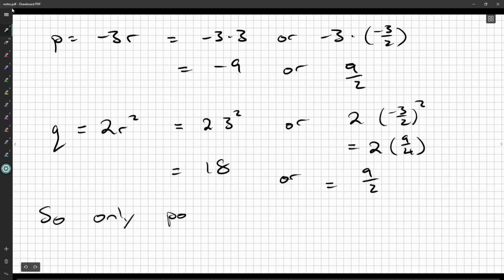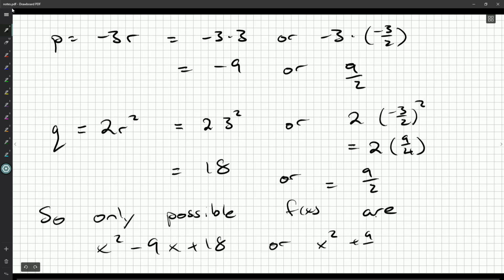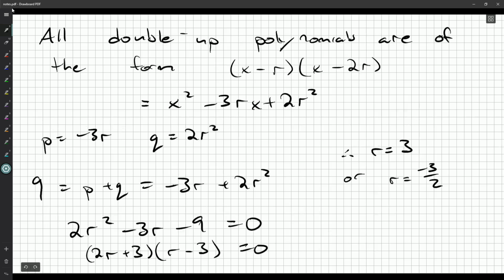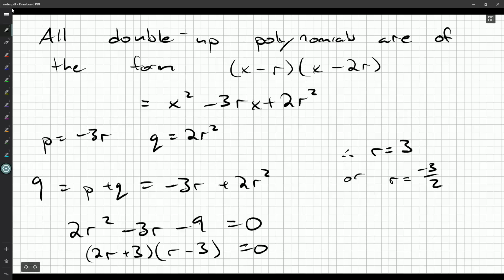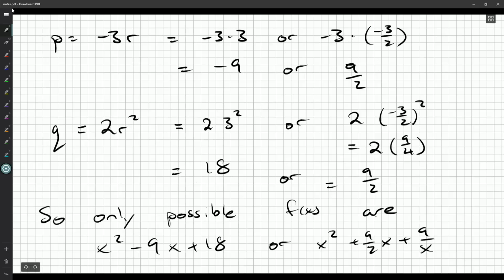So the only possible double-up polynomials are x squared minus 9x plus 18, or x squared plus 9 over 2 x plus 9 over 2. And there we go. We know we're only going to get 2 because we got a nice quadratic in terms of r over here, r being the root that isn't the doubled up root. And so we could even figure out the first one's going to have roots of 3 and 6. And you could even double check those polynomials. And the second one's going to have roots of negative 3 halves and 3 halves.